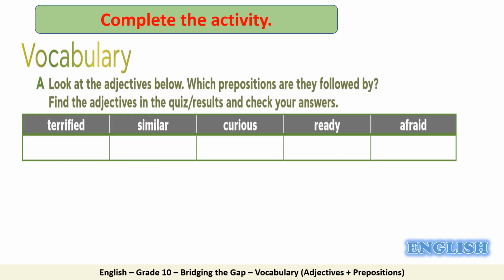To practice adjectives plus prepositions, we are going to complete the table by relating the prepositions to the appropriate adjectives. Let's read the adjectives here. Terrified, similar, curious, ready, afraid. Kindly pause the video for 1 minute and complete the task.